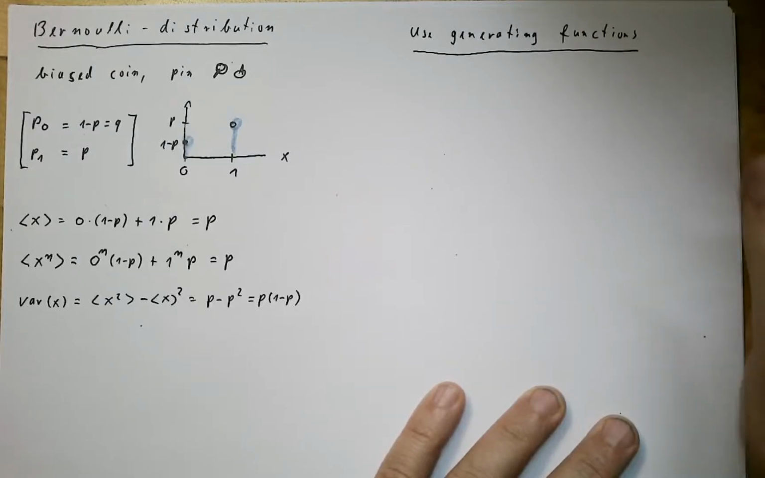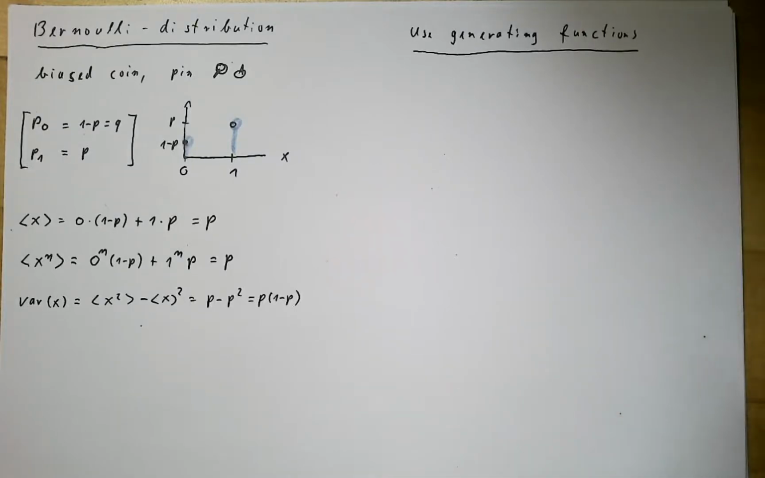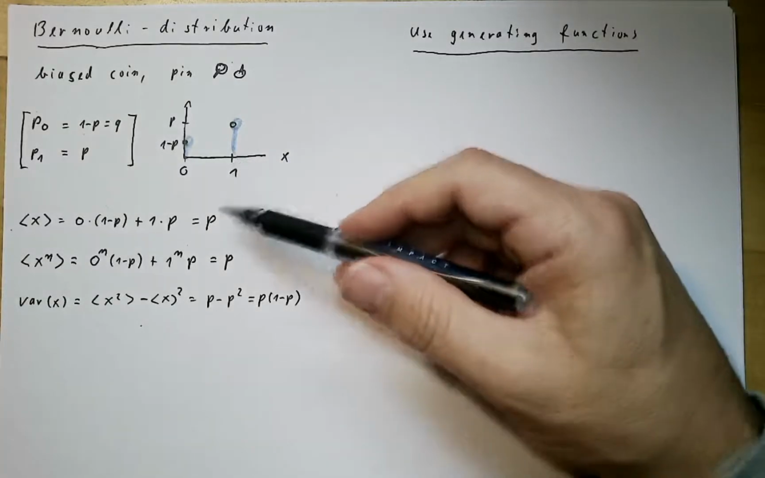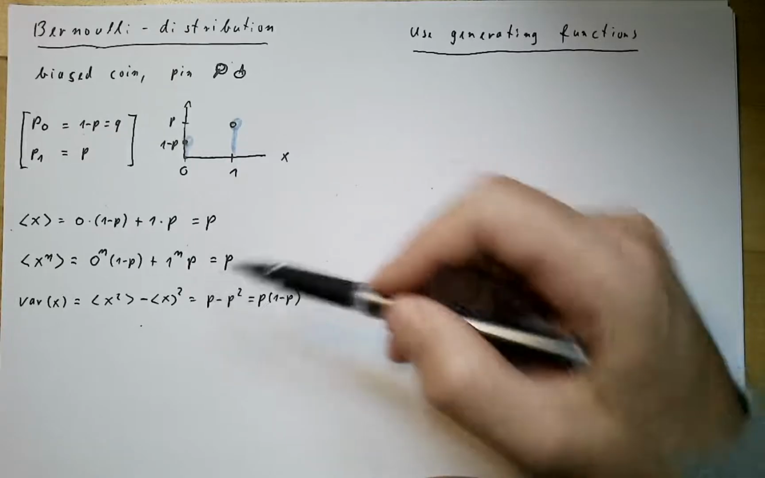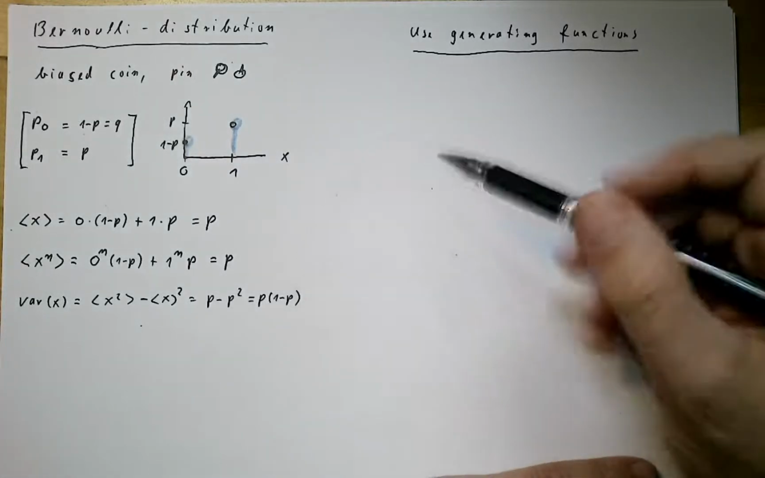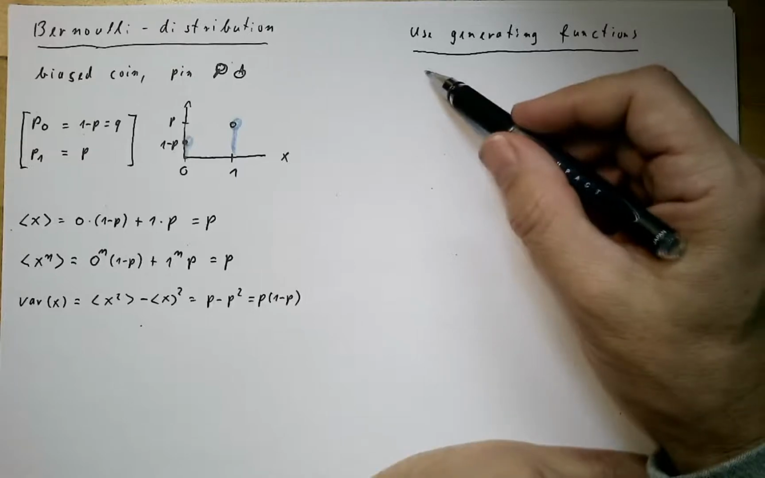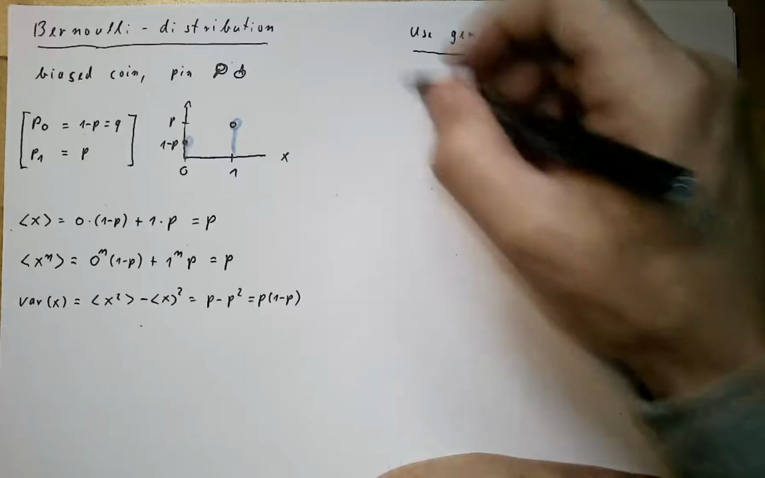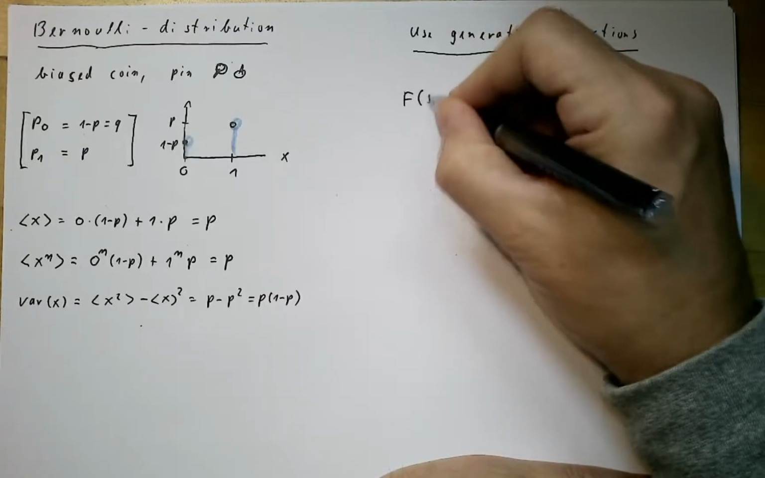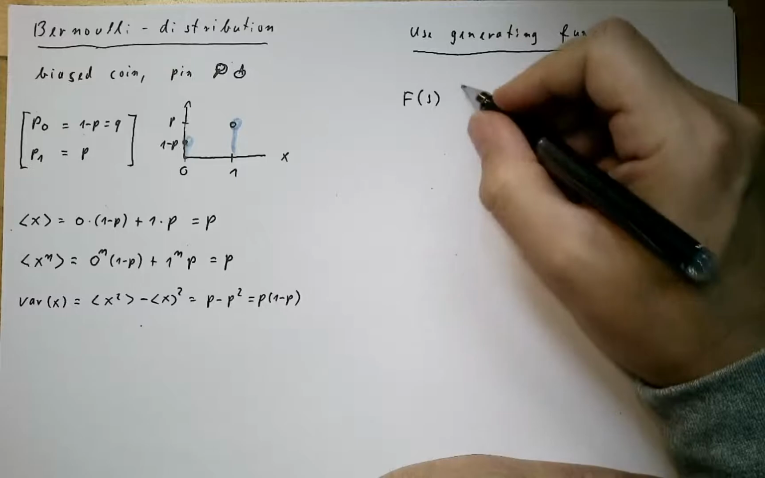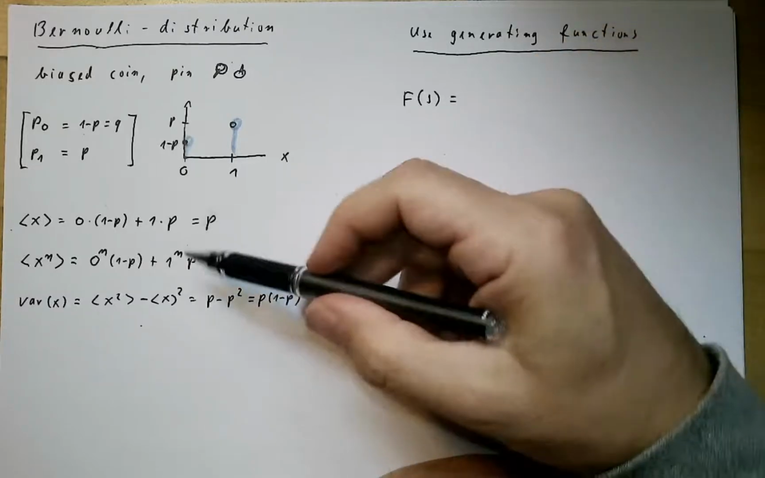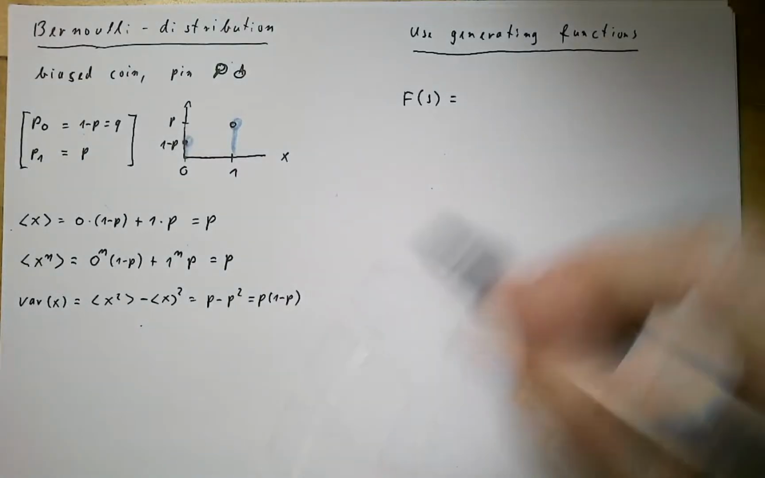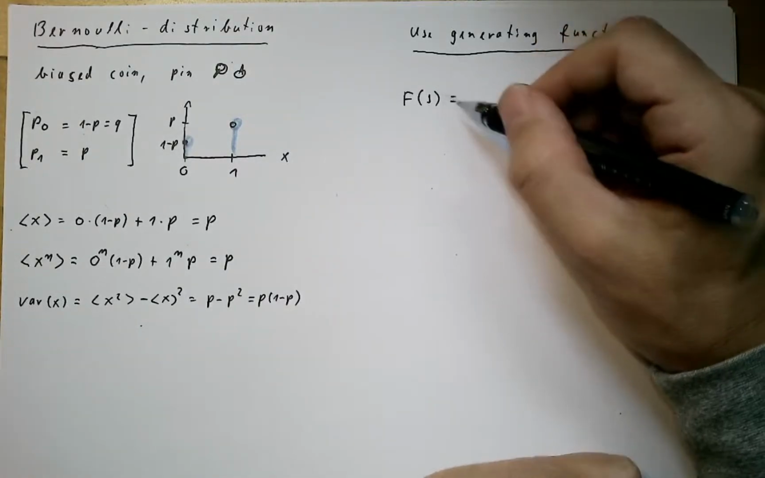I hope this will not be too boring for you, but I use these very simple examples first to show you how the framework, how the method works, and later we will have more interesting distributions. So we need to calculate this generating function, and in the simple case here we just have two values, so in the sum we have only two terms.